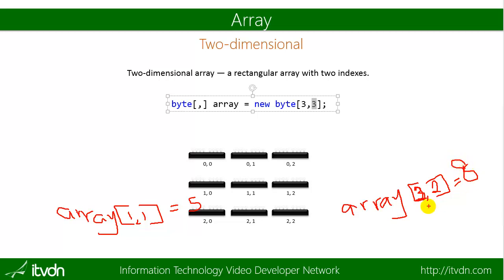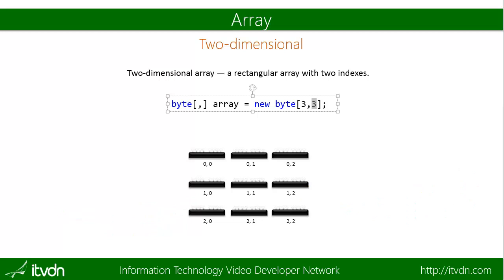Now why 2 2 and not 3 3? Because 2 2 is the index. Here we have 2.0, 2.1, 2.2. Here we have 0.0, 1.0, 2.0. So the computer always starts from 0. You can see 1.0 first, then 1.1, then 1.2. Let me just clear this off. So this is how you can assign a value to each of these individual elements in an array.